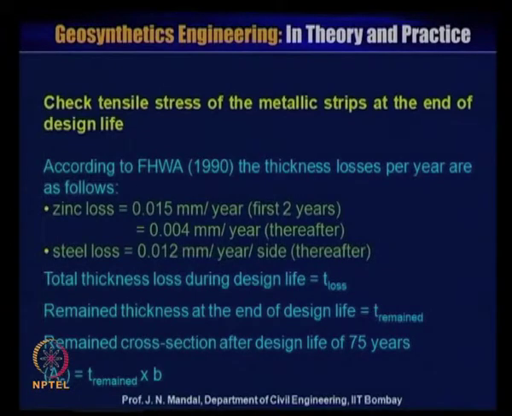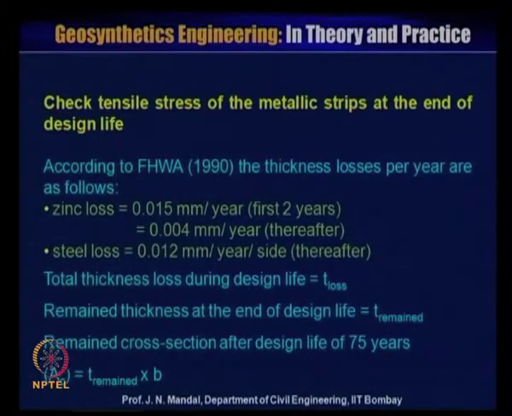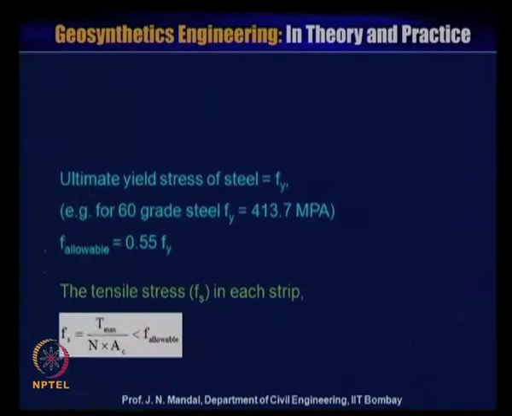The remaining cross section after the design life of 75 years, if the remaining cross section is designated as A of C, will be equal to the remaining thickness times B. So you can calculate what the remaining cross section should be after a design life of 75 years.